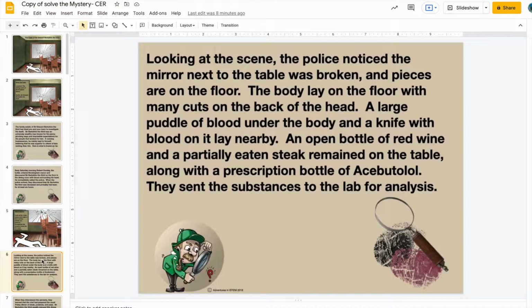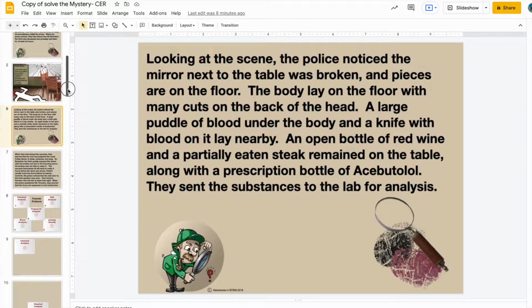And then they look at the police report, and that's when they get a little bit more information. So they find out the bottle of red wine is there. There's a partially eaten steak, and the prescription bottle is a prescription of acetobutyl. So they have to now research, what is acetobutyl? What is that prescription used for? It talks about where the body is, where the blood is.